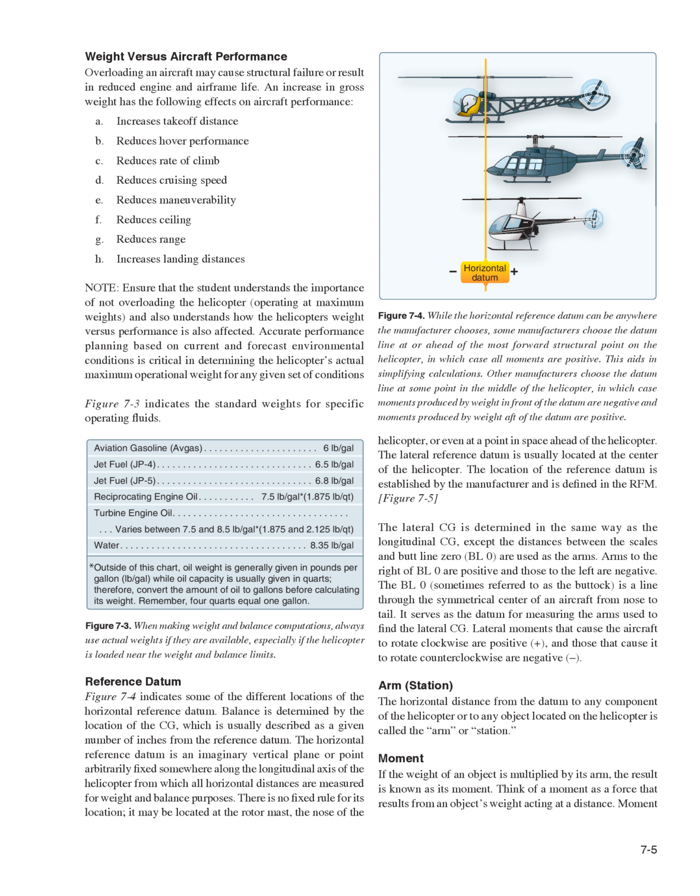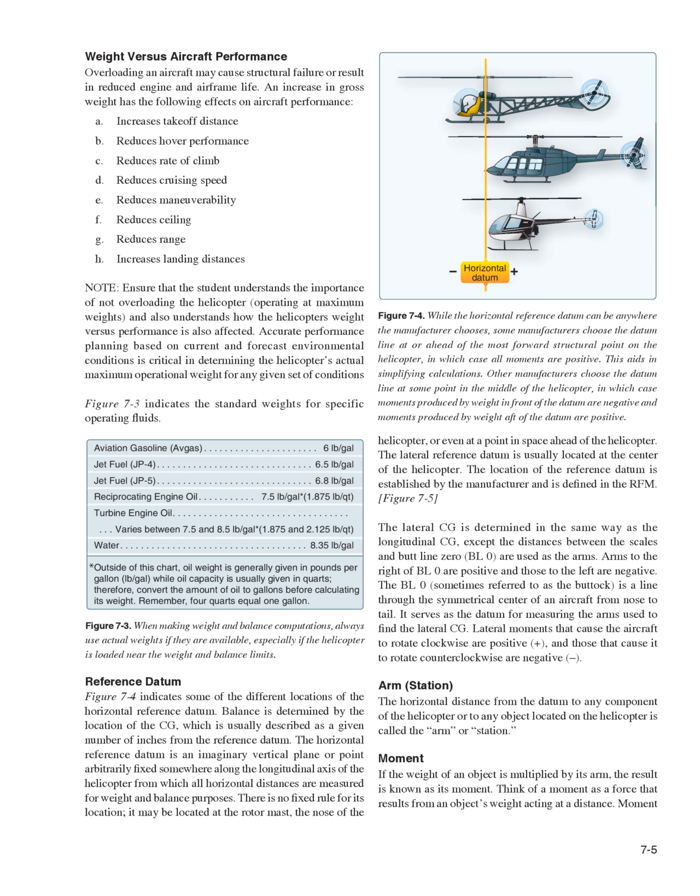Figure 7.5. The lateral CG is determined in the same way as the longitudinal CG, except the distances between the scales and butt line 0, BL0, are used as the arms. Arms to the right of BL0 are positive and those to the left are negative. The BL0, sometimes referred to as the buttock, is aligned through the symmetrical center of an aircraft from nose to tail. It serves as the datum for measuring the arms used to find the lateral CG. Lateral moments that cause the aircraft to rotate clockwise are positive, plus, and those that cause it to rotate counterclockwise are negative.